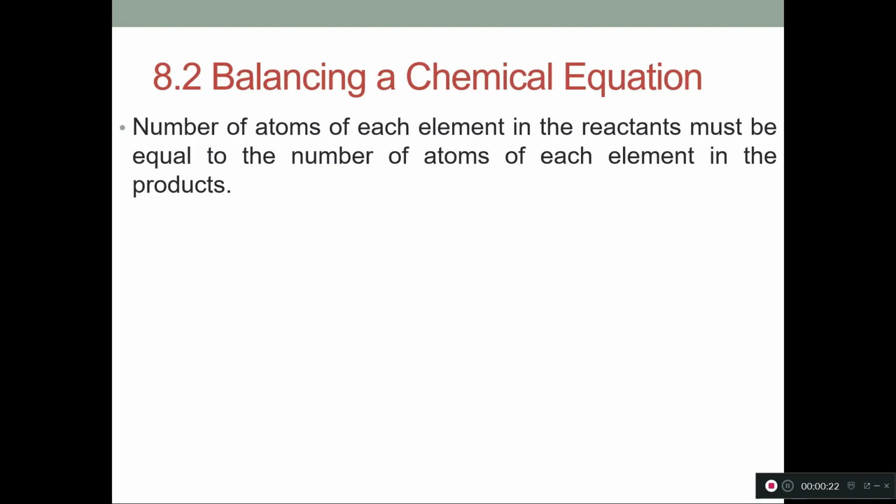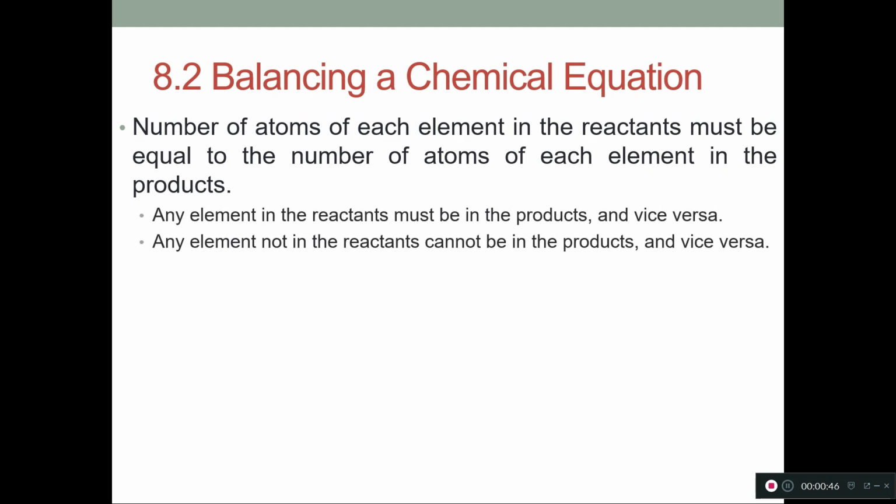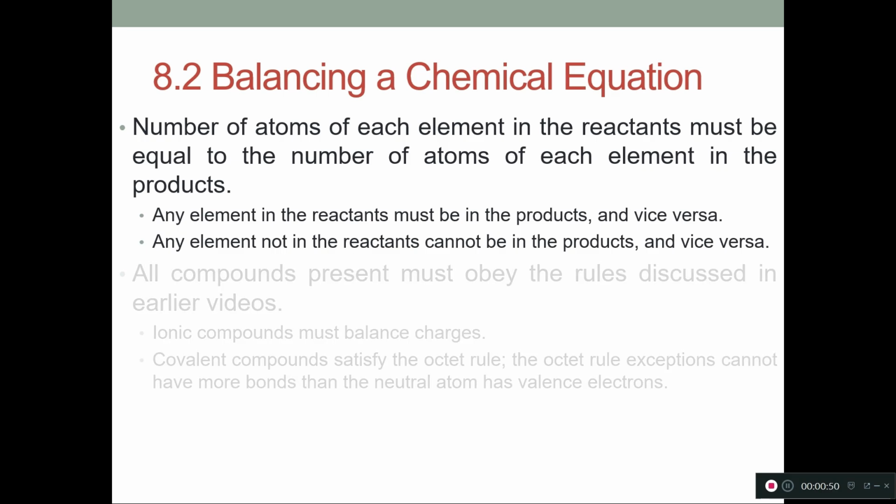In this video, I'm going to go through a few examples of how to balance chemical equations. But first, let's remember why we have to balance the equations. And that's because of the conservation of matter. And so the number of atoms of each element in the reactants must be equal to the number of atoms of each element in the products. Any element in the reactants must also be in the products and vice versa. And any element not in the reactants cannot be in the products and vice versa.